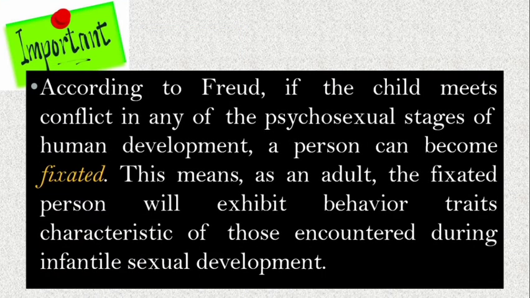So, important reminder, according to Freud, if the child meets conflict in any of the psychosexual stages of human development, a person can become fixated. This means, as an adult, the fixated person will exhibit behavior traits characteristic of those encountered during infantile sexual development. So, for example, an infant who does not receive enough oral gratification during the first year of life is likely, as an adult, to engage in such oral behavior such as smoking, drinking, and drug abuse.